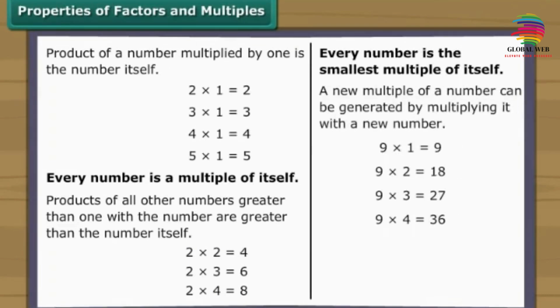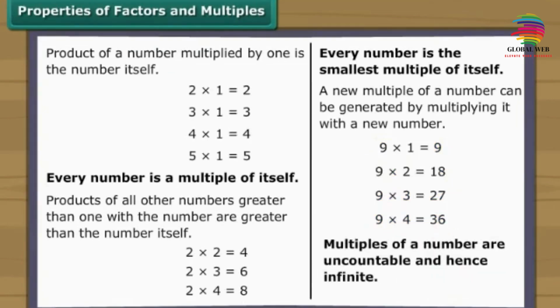A new multiple of a number can be generated by multiplying it with a new number. For example, 9 into 1 is equal to 9. 9 into 2 is equal to 18. 9 into 3 is equal to 27. 9 into 4 is equal to 36 and so on. Therefore, multiples of a number are uncountable and hence infinite.